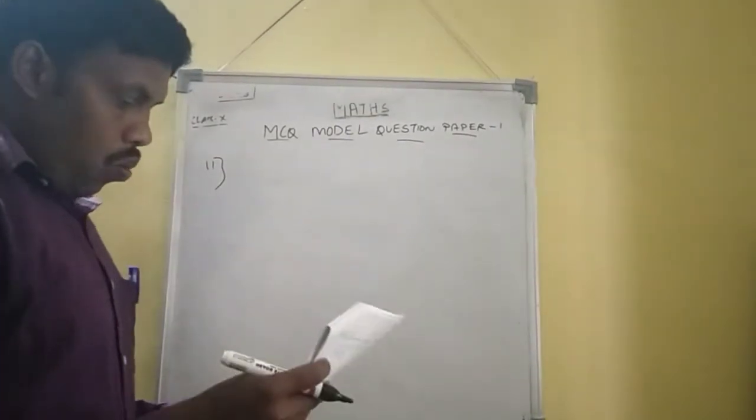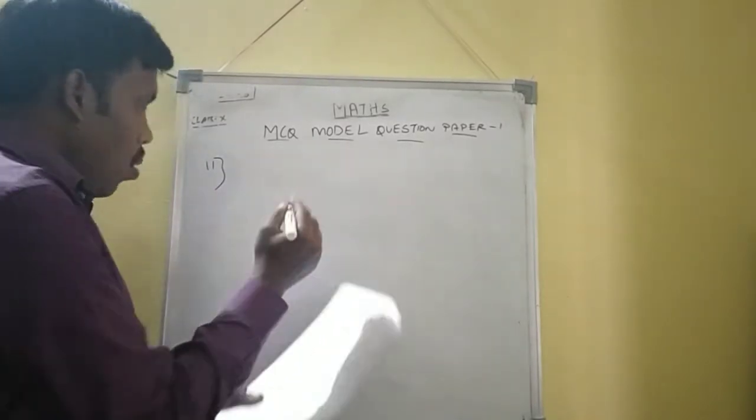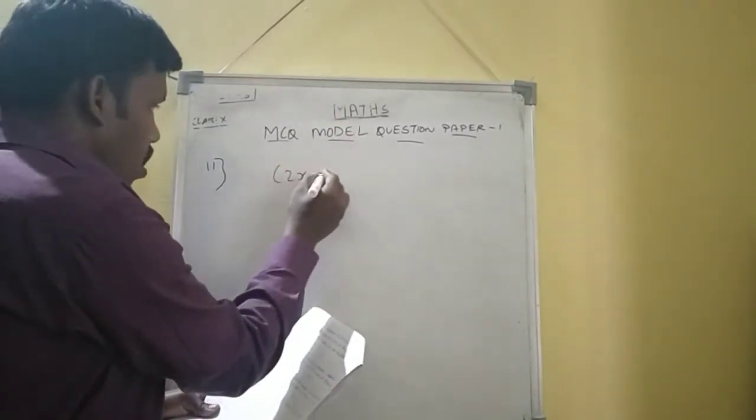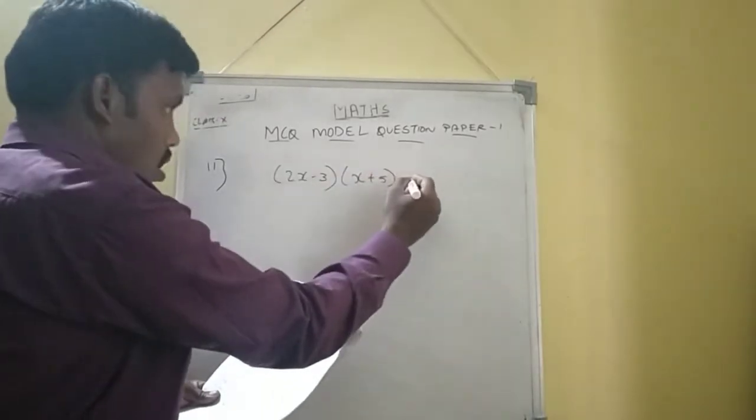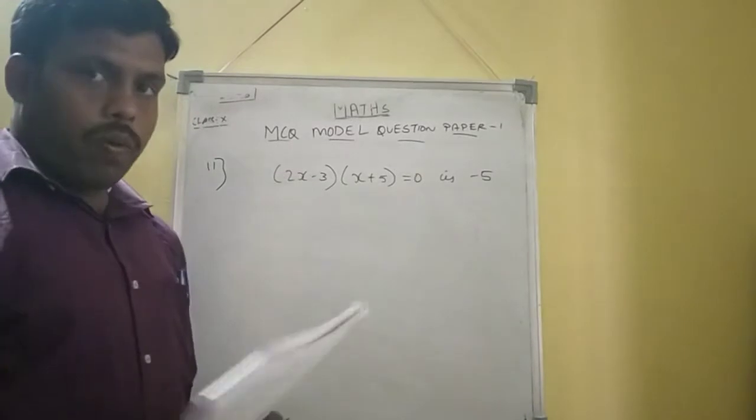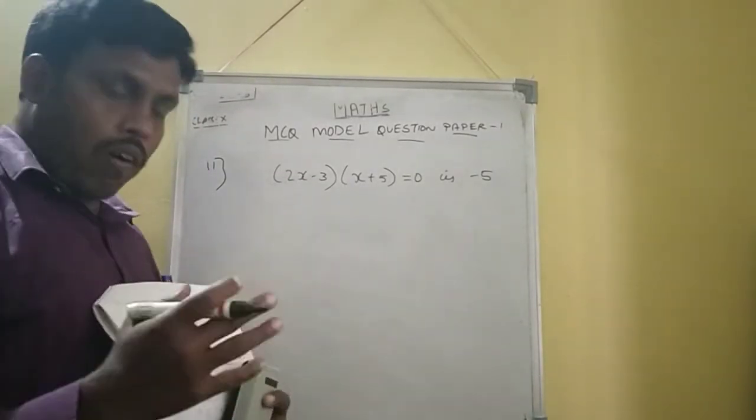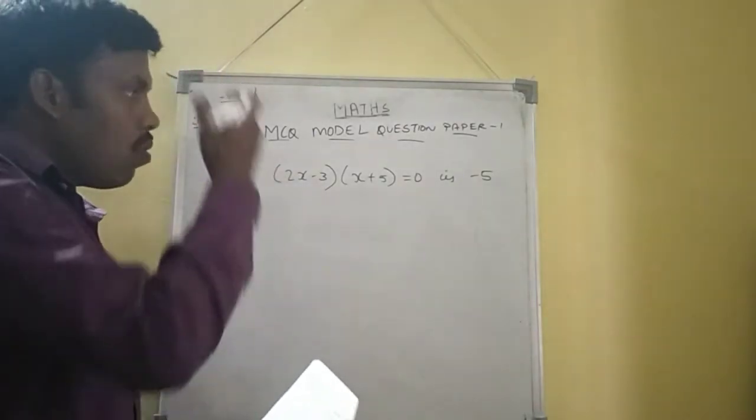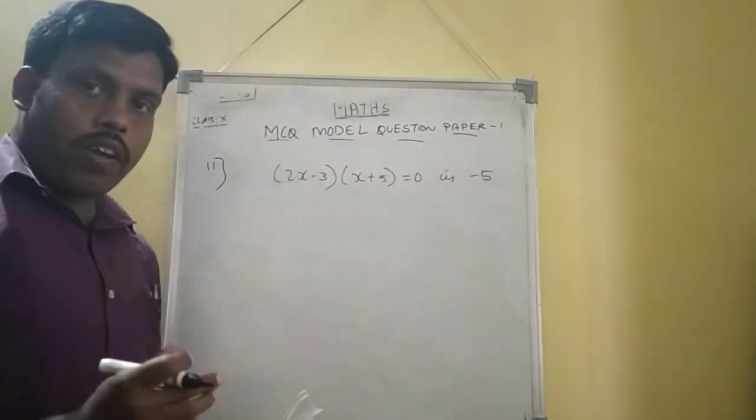11th question. One root of the quadratic equation. Again, a problem related to quadratic equations. One root of the quadratic equation (2x minus 3)(x plus 5) is equal to 0 is minus 5. Then what is the other root? So what is a root? It is the solution, the zero of a polynomial. So one of the solutions, one root, is minus 5. What is the other? Because a quadratic has two roots.